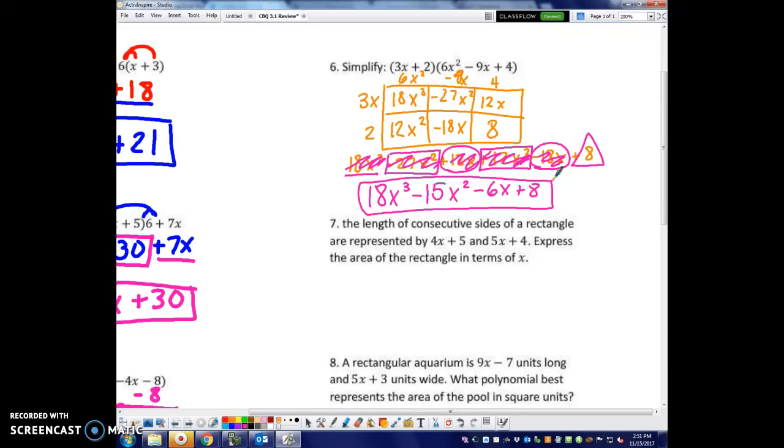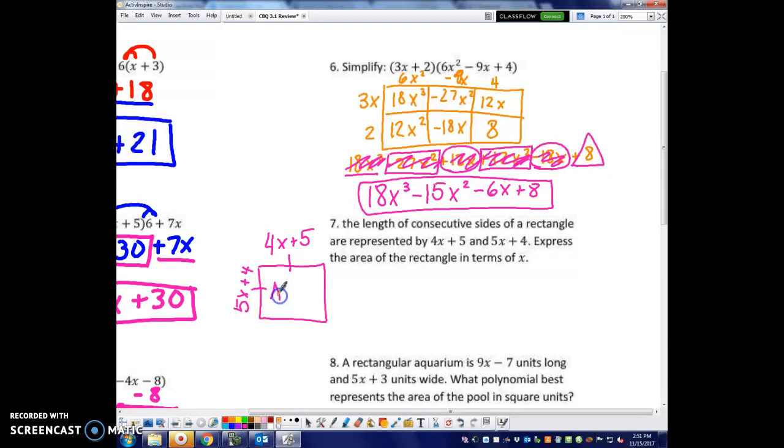All right, number 7 says, the length of a consecutive side of a rectangle, consecutive means this side and this side. That's what consecutive means, next to each other. They are represented by 4x plus 5 and 5x plus 4. What is the area of the rectangle in terms of x?